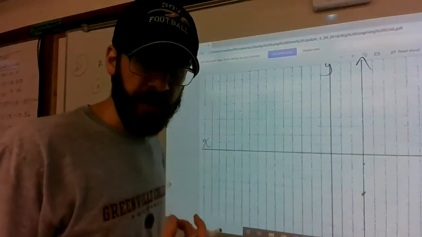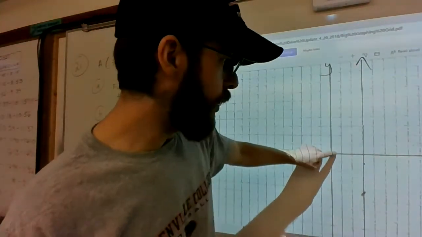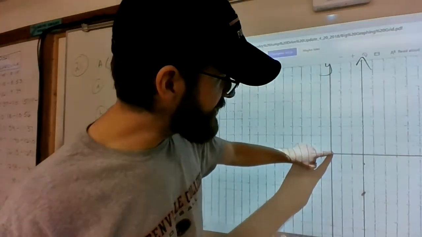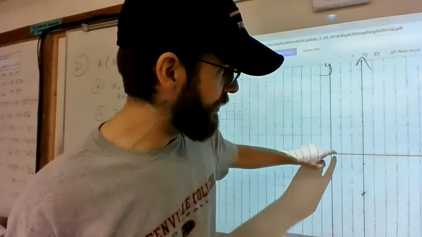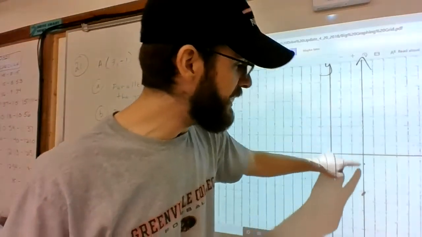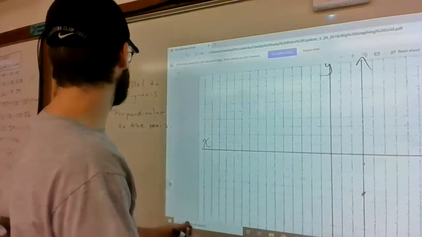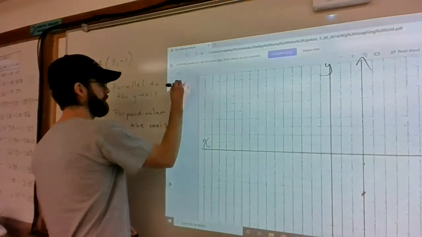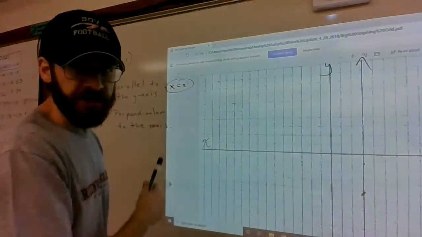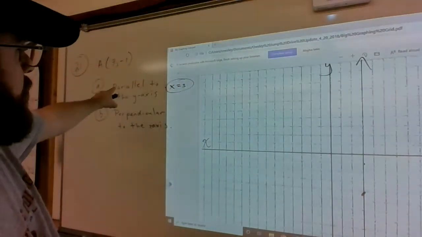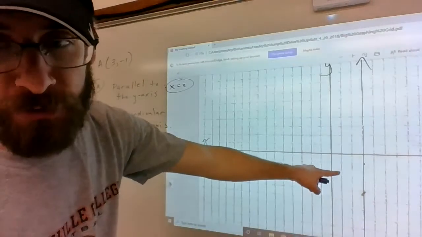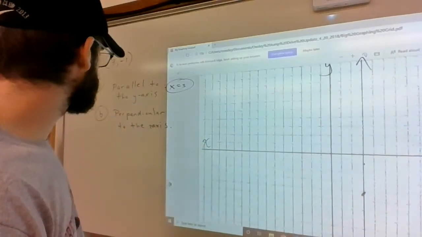basically needs to communicate that the x-coordinate is always 3. So it contains all the points (3, 1), (3, 2), (3, 7), (3, -5). The x value equals 3. And that's the equation of the line that's parallel to the y-axis that must go through (3, -1).